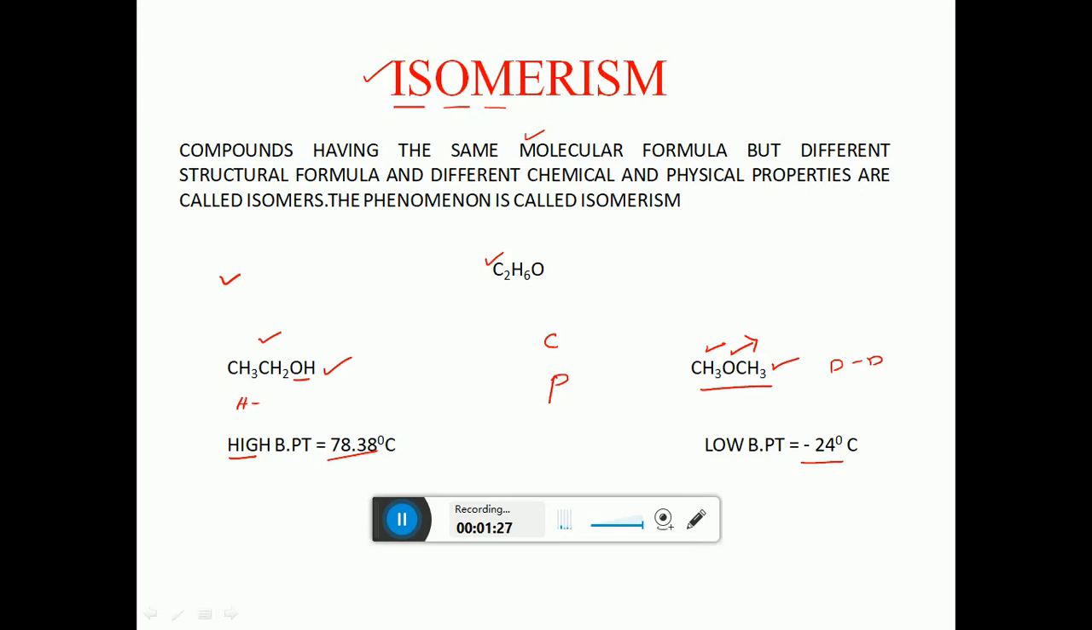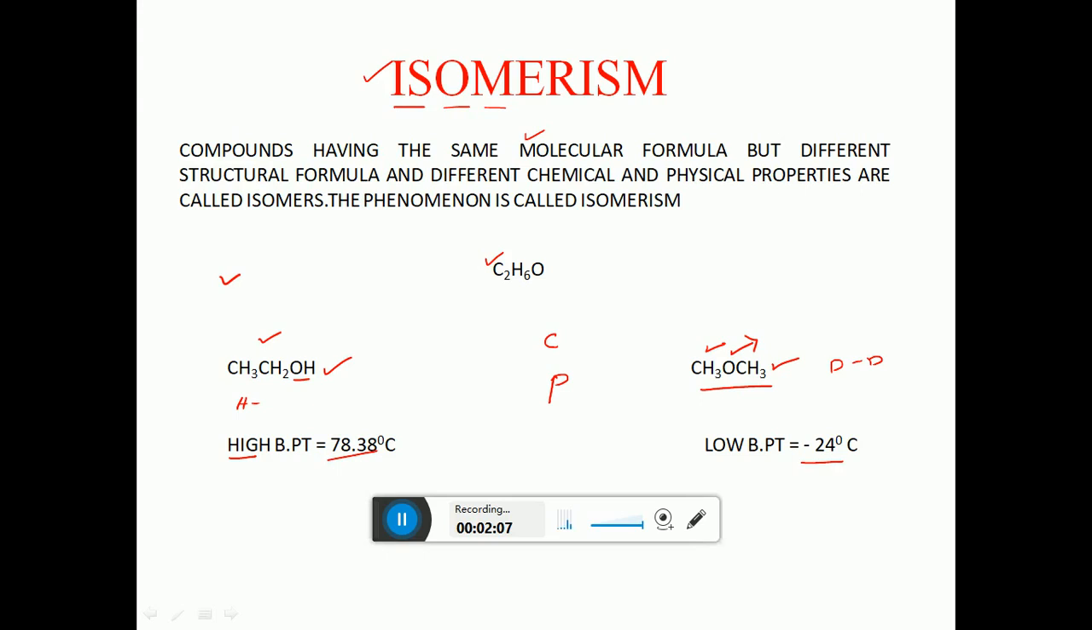Coming to the physical properties, their boiling points are also different. In ethyl alcohol, the boiling point is 78.38 degrees Celsius, and in dimethyl ether, the boiling point is minus 24 degrees Celsius. It is highly volatile. Dimethyl ether occurs at room temperature as a gas. Ethyl alcohol occurs at room temperature as a liquid. Even though both have the same molecular formula, their physical properties are different and their chemical properties are also different.